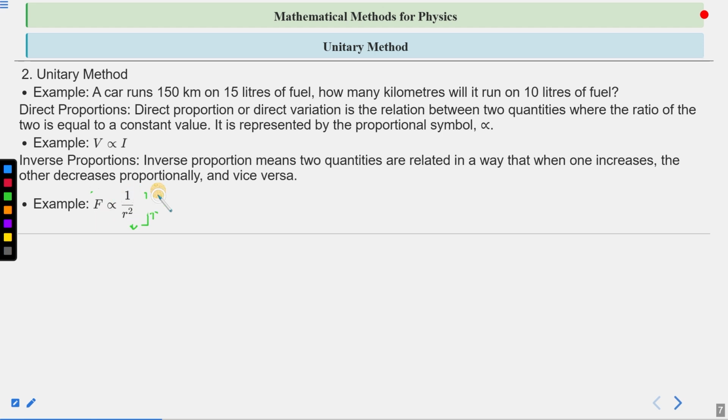Second, we can say f is directly proportional to 1 by r square. Here we take the complete fraction 1 by r square. Clear? So this is direct or inverse. Directly means, look here, V is directly proportional to I. Here f is inversely proportional to r square. Clear?